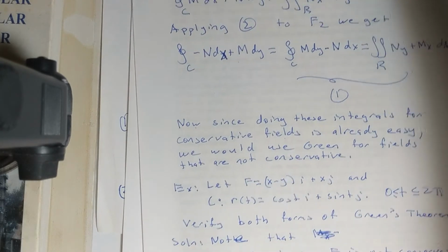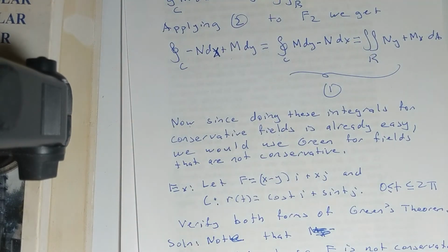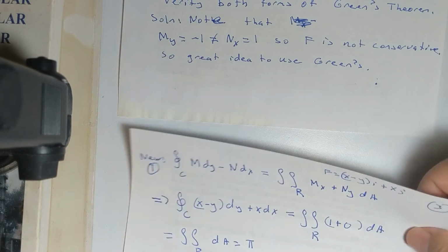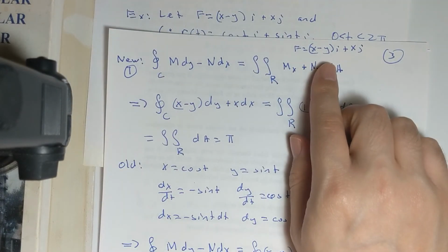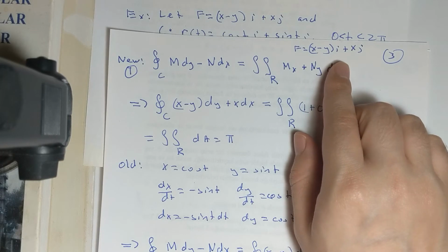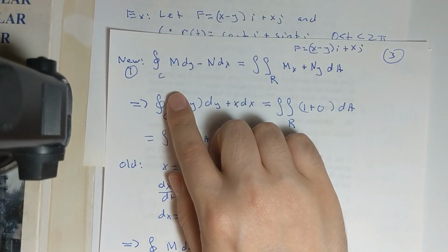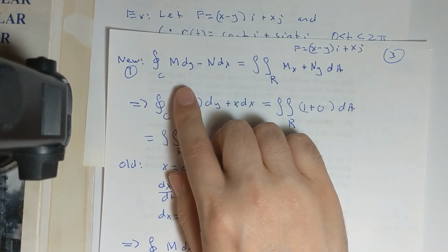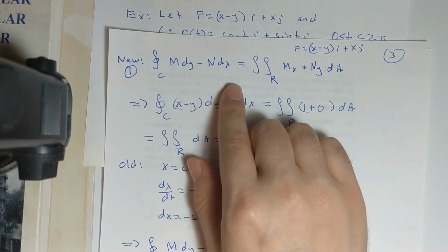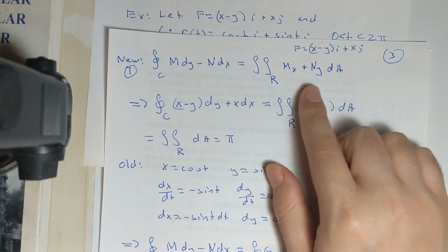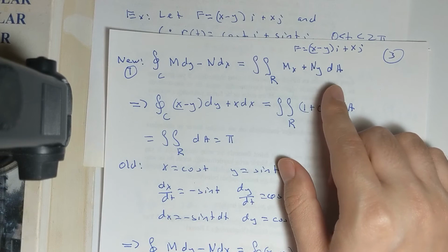Okay, so let's move this and have these two guys side by side. What I did here was I just rewrote the field on top so that we can have it in front of us. So the first form of Green's theorem states the line integral over the curve of M dy minus N dx is the same thing as the integral over the region of M_x plus N_y dA.